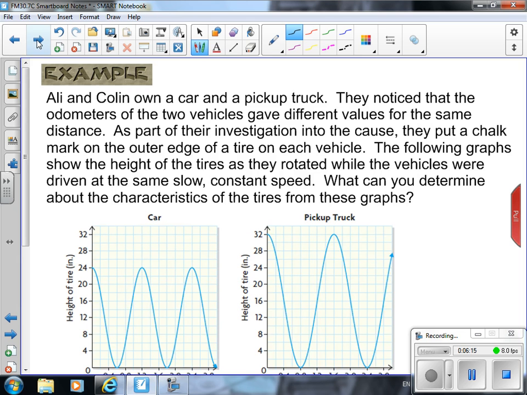And example 3, Allie and Colin own a car and a pickup truck. They noticed that the odometers of the two vehicles gave different values for the same distance. As part of their investigation into the cause, they put a chalk mark on the outer edge of a tire on each vehicle. The following graphs show the height of the tires as they rotated while the vehicles were driven at the same slow, constant speed. What can you determine about the characteristics of the tires from these graphs?